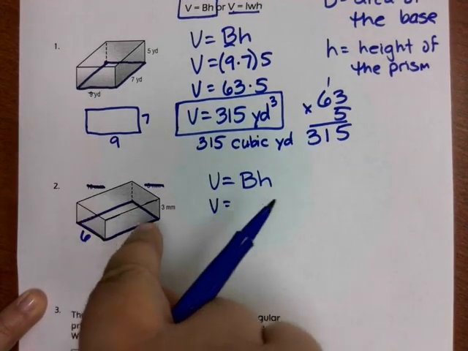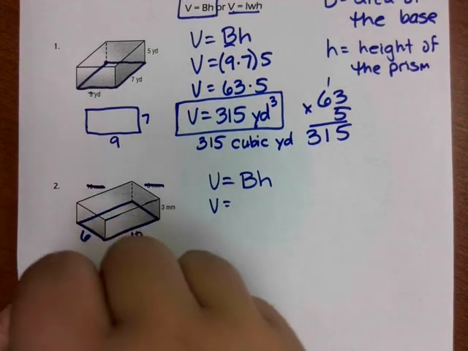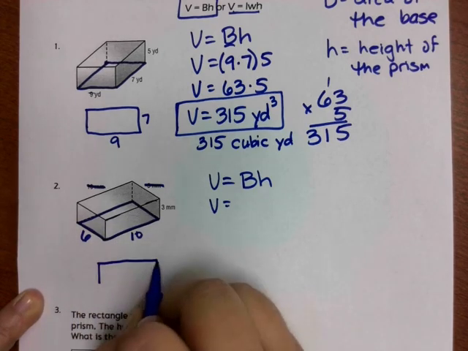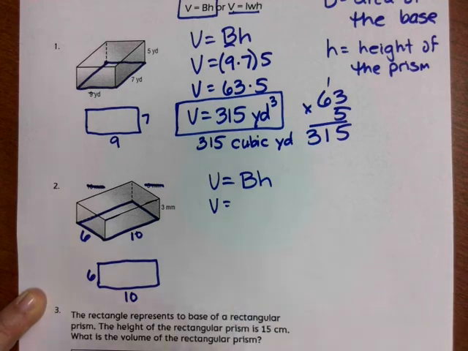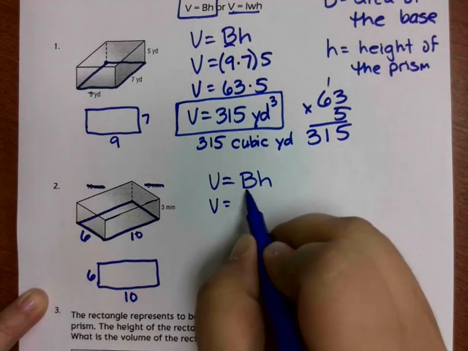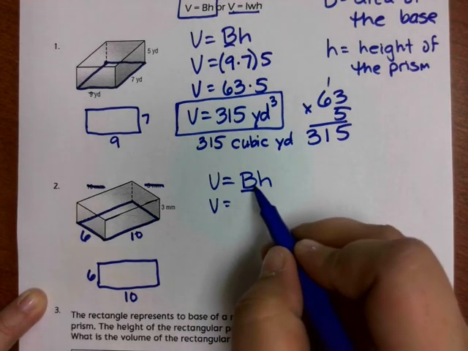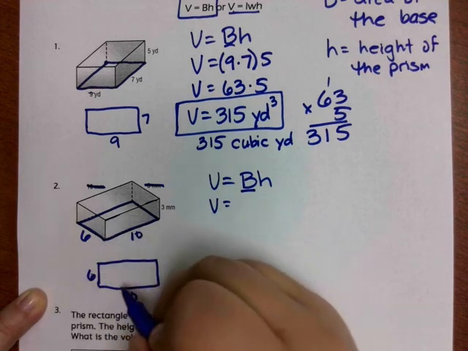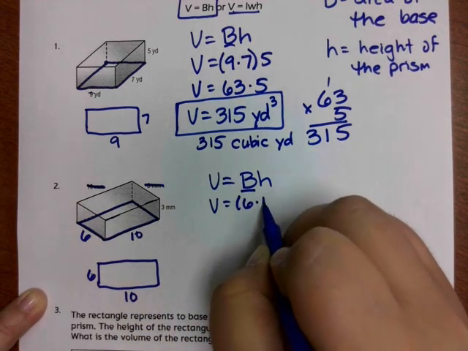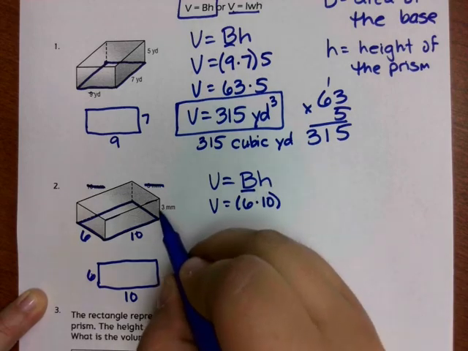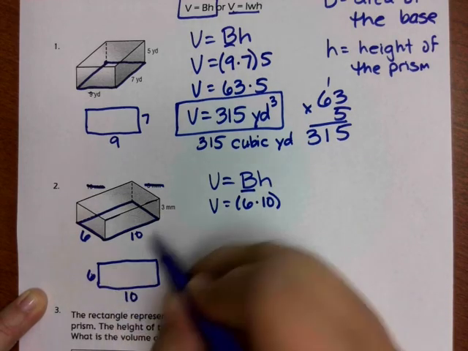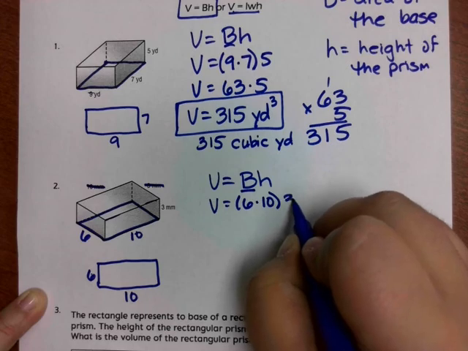Just like before, I'm going to draw the rectangle as if I was looking down at this prism from the top view. So I have 6 and 10. The first thing I must do to find my capital B is to find the area of that base. So 6 times 10, and then I'm going to multiply it by the height, which is 3. Not the number on the rectangle that I drew, but the height of the actual prism.